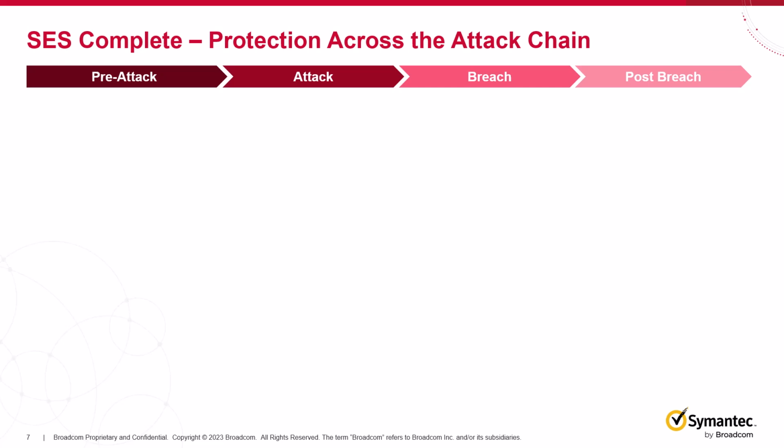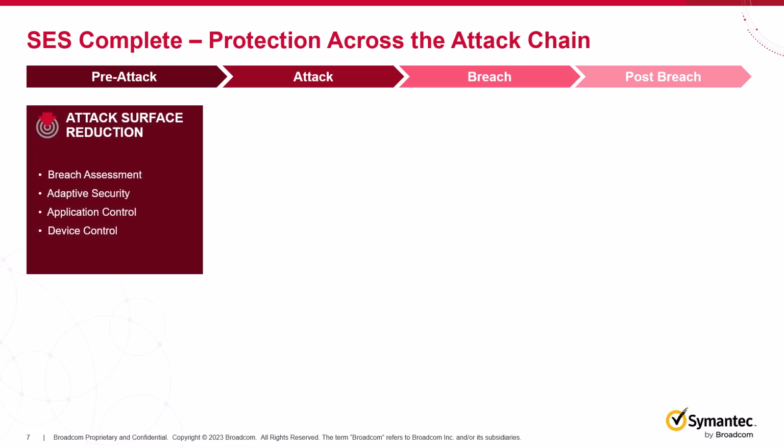SES Complete provides full coverage for all devices and the entire attack chain, from prevention to threat hunting, with critical product features that cover 4 key areas: attack surface reduction, including breach assessment, device control, application control, as well as adaptive protection, which combines threat landscape intelligence with customer-specific behavioral insights to provide tailored recommendations for each unique enterprise.